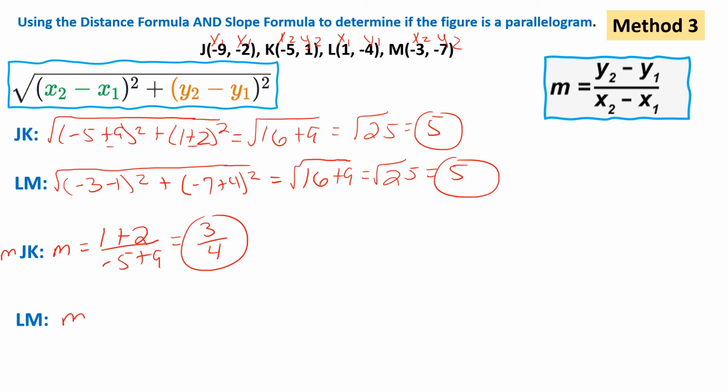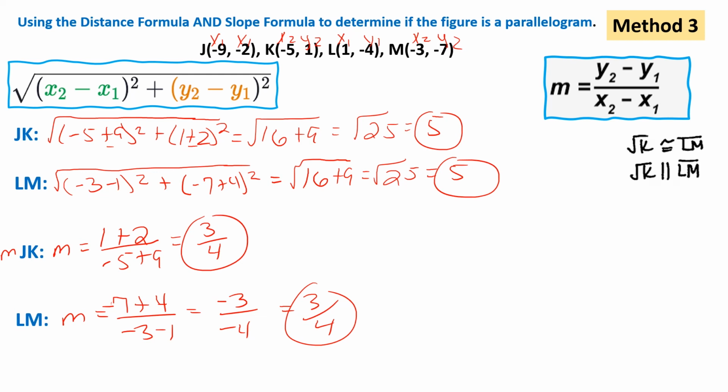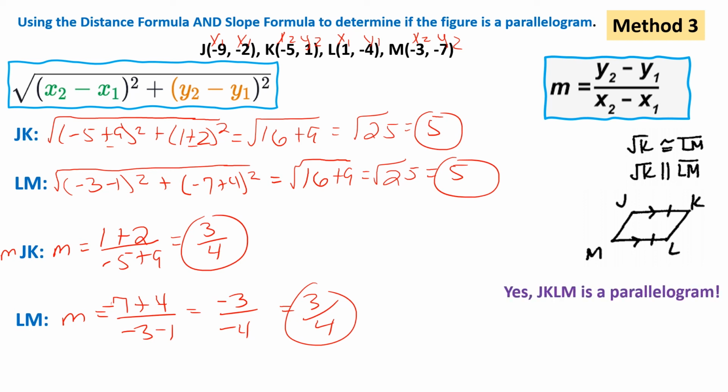And then last, LM. That would be slope is equal to negative 7 plus 4, over negative 3 minus 1. That leaves me with negative 3 over negative 4, and that reduces to positive 3/4. So the same pair of sides is both the same length, and they are both parallel. So JK is congruent to LM. JK is also parallel to LM, and this is just a makeshift parallelogram so you can see a visual. So we can conclude that yes, JKLM is a parallelogram.